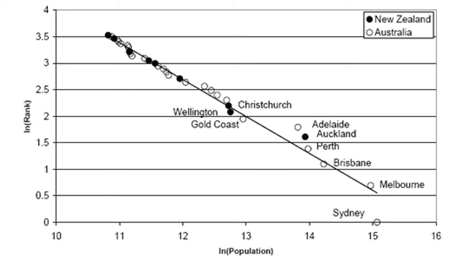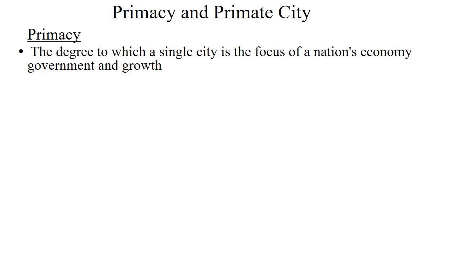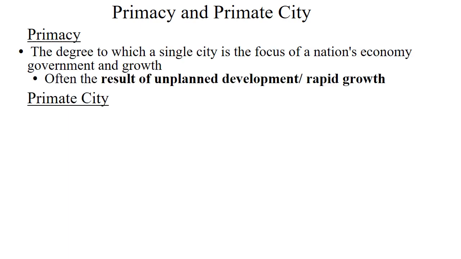New Zealand and Australia, you can see both follow it pretty closely. This is normally how it's going to be shown, along a graph that looks very similar to all of these. But in addition to the rank size rule, there is the idea of primacy and primate cities. Primacy refers to the degree to which a single city is going to be the focus of a nation's economy, government, and growth.